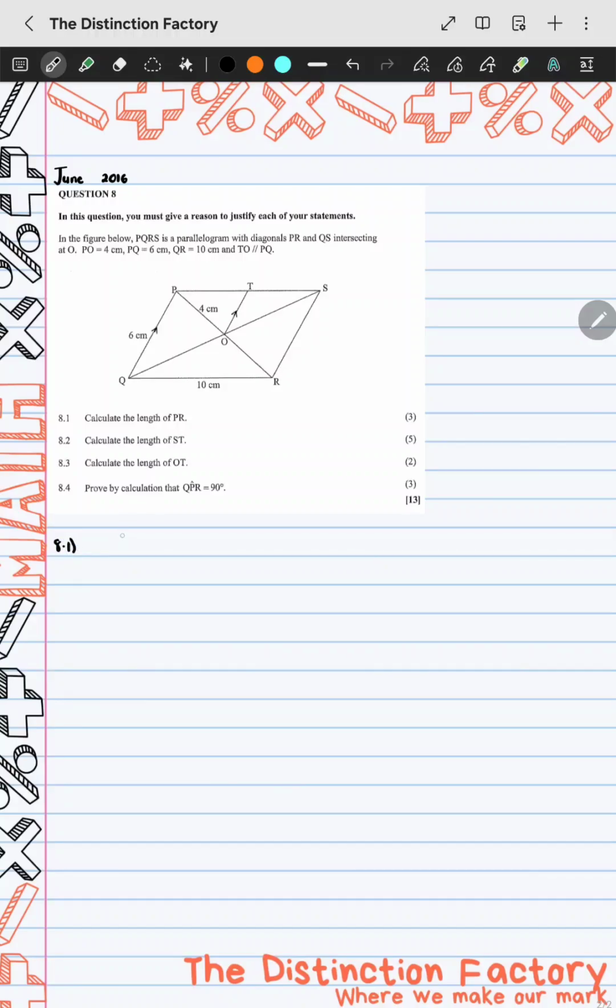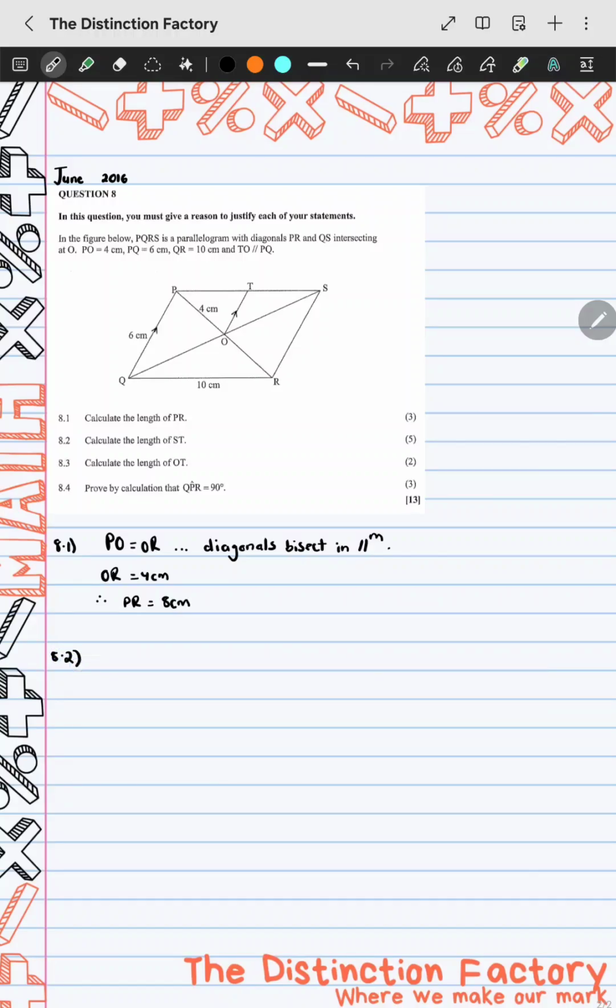So now we just have to put that up in words. Question 8.1, we're going to tell them that PO is equal in length to OR, and our reason for that is diagonals bisect in a parallelogram. That means that OR will also equal 4 centimeters, and therefore the full length of PR will then be 8 centimeters.